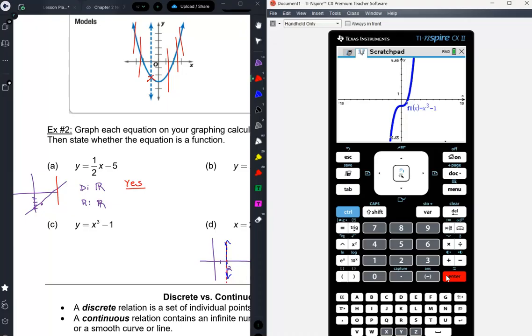Okay. What's the domain? All real numbers? Yes. What's the range? Also all real numbers. So domain, all real numbers. Range, all real numbers. Is this a function? Yes, it is. Okay, fabulous. So now, go ahead and put away your calculators.